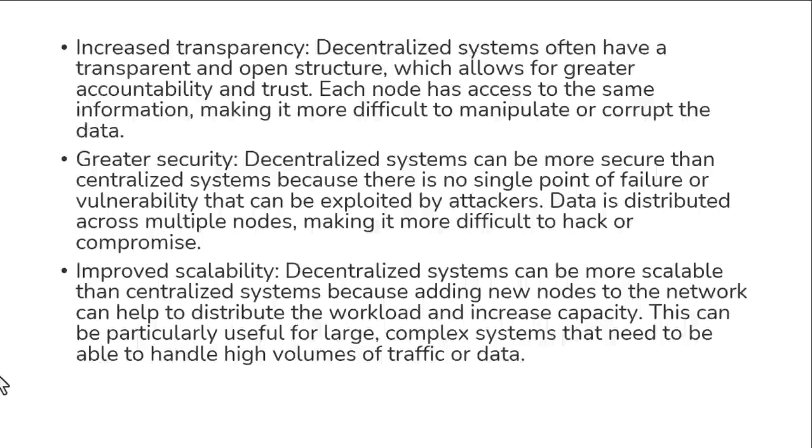Improved scalability. Scalability was a problem with the centralized system. As the number of nodes increases, the scalability issue occurs in centralized systems. But a decentralized system can be more scalable than centralized because adding new nodes to the network can help distribute the workload and increase the capacity. This can be particularly useful for large complex systems that need to be able to handle a high volume of traffic or data.